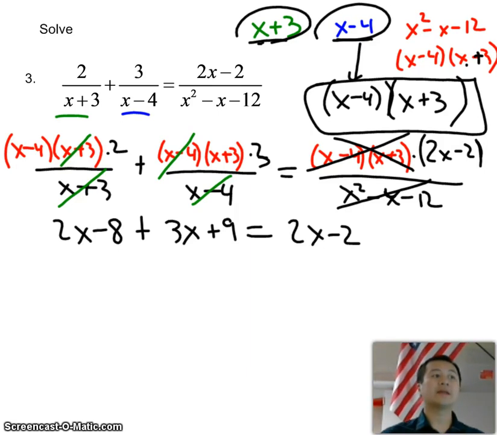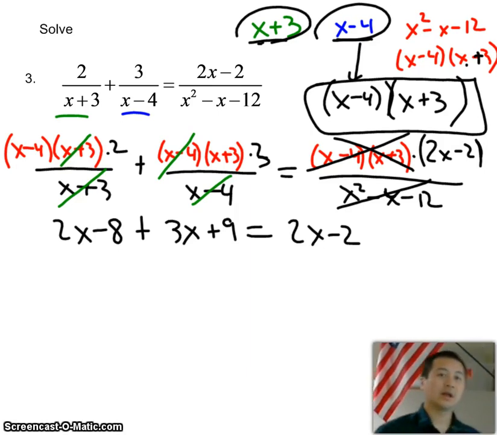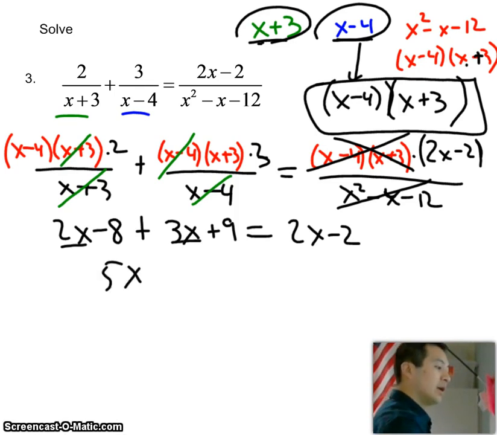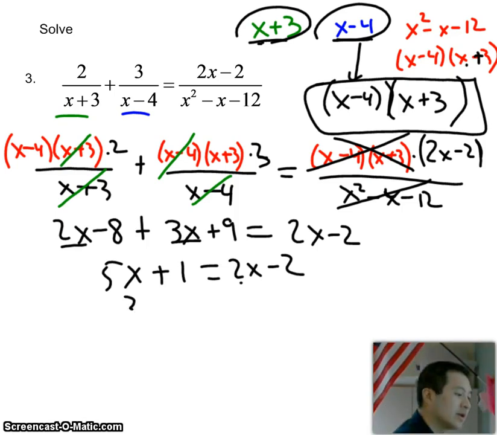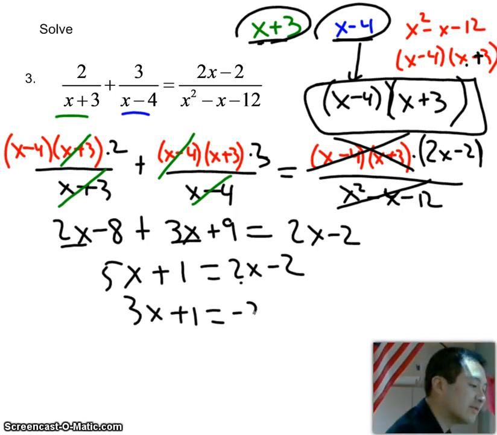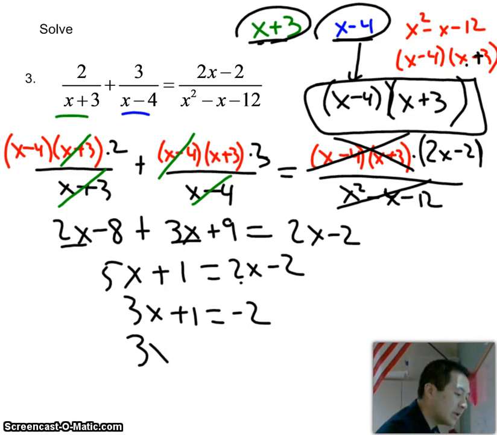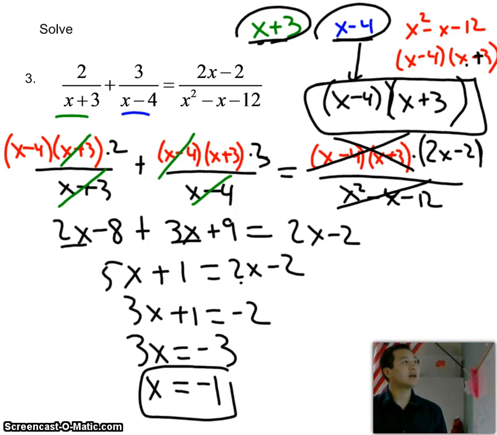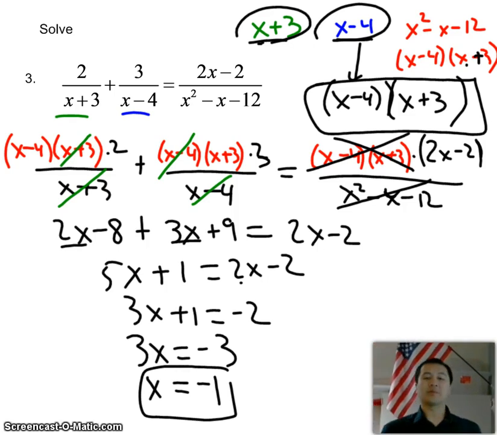Look at that. Everything cancels, leaving a linear equation. Let's move all the x's to one side, move all the numbers to the other side. Take a look. That becomes 5x plus 1 equals 2x minus 2. Subtract 2x. 3x plus 1 equals negative 2. Subtract 1. 3x equals negative 3. x equals negative 1. Very good. Is that a restriction? No. So I'm good to go.